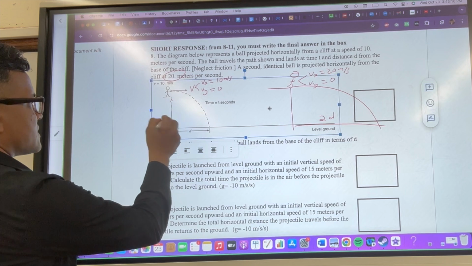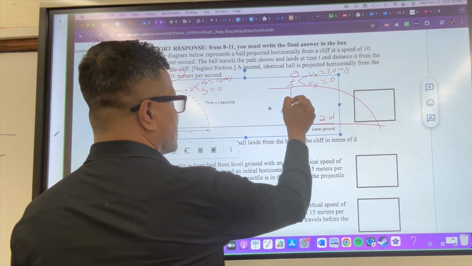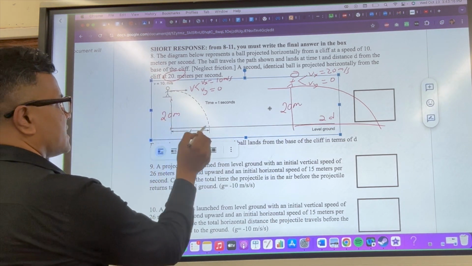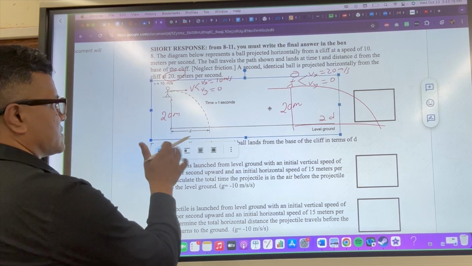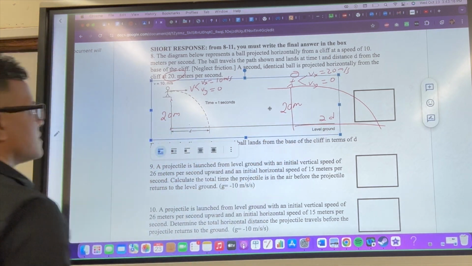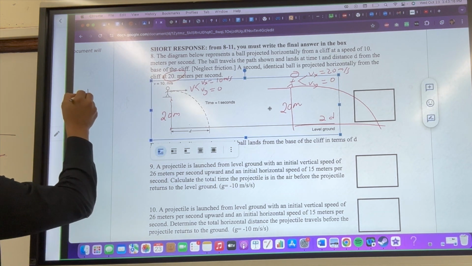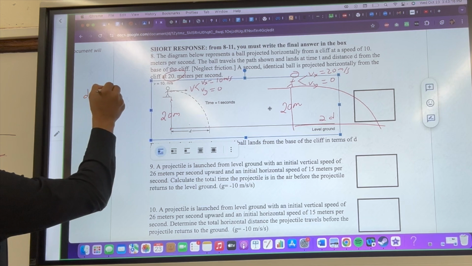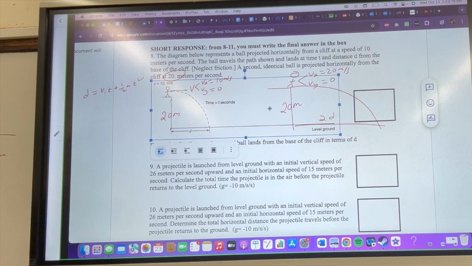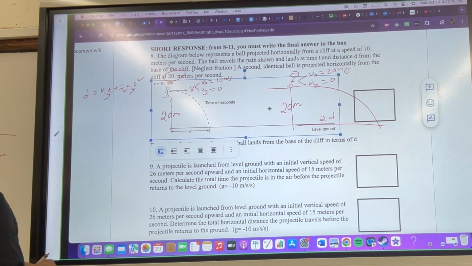So consider height is like 20 meters. Then this one is also 20 meters, right? And the D, you're going to see that if this D is like 5, this D would be 10. Okay, take a look. How can you find the time? By d is equal to Vit plus half a t squared. Always, the y component gives you the time.